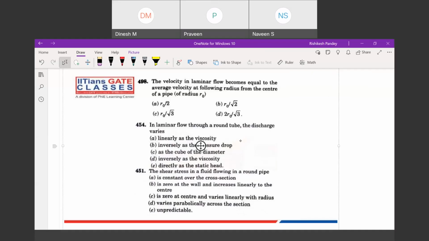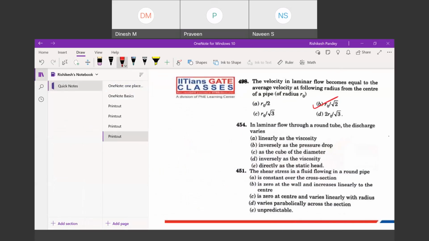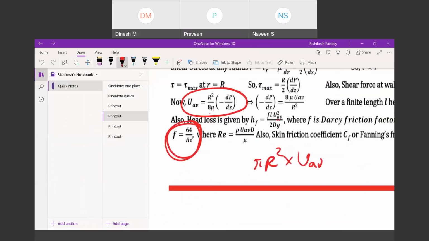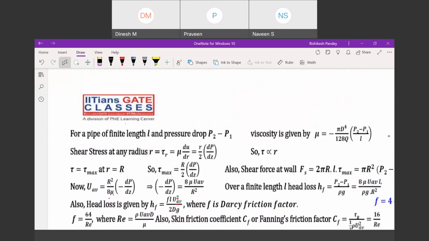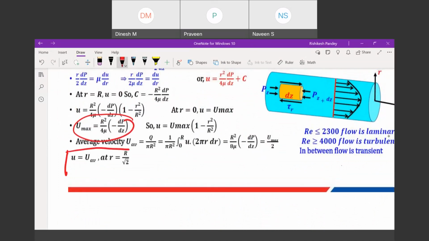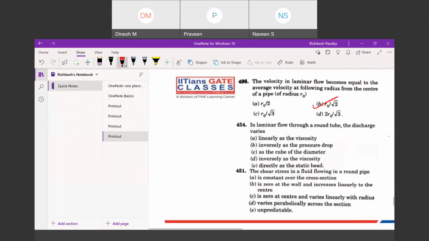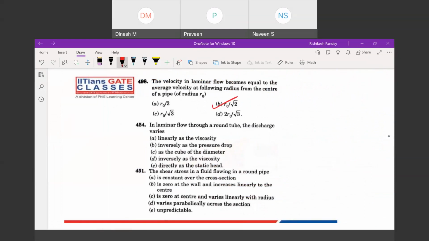Answer for 498. Yes, it is B. Yesterday I've told you, this one I've explained. For this pipe flow, the average velocity occurs at r equals R by root 2. This I have already explained yesterday. You should remember this particular thing. Okay, so the answer for this one is D. Okay, you can solve this question.